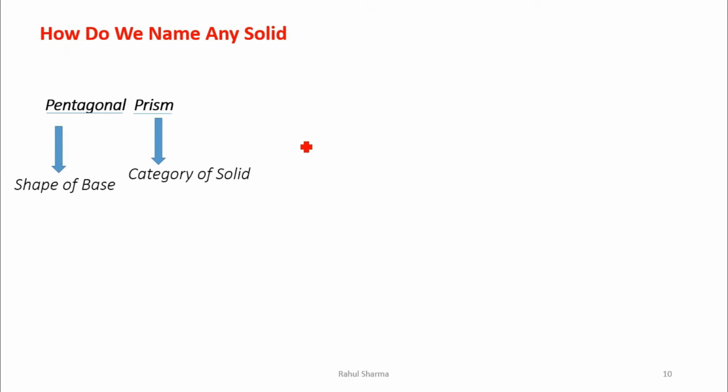So the first word is telling you the shape of the base, which means the shape of the base is a pentagon. Category of solid, prism is the category of solid, and we have understood what a prism is, which has the same shape and size of base and top. So this type of solid is known as pentagonal prism. Pentagon at the base, same shape and size of base and top, that is the category of solid.